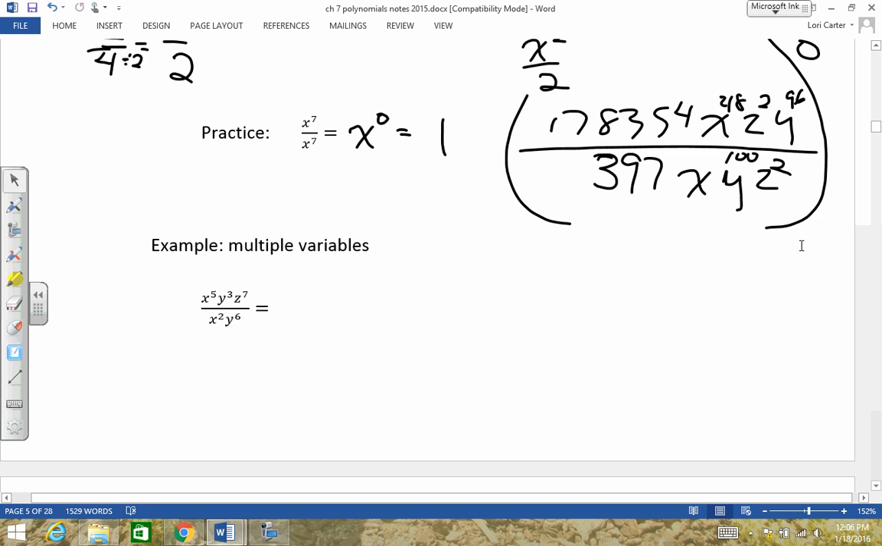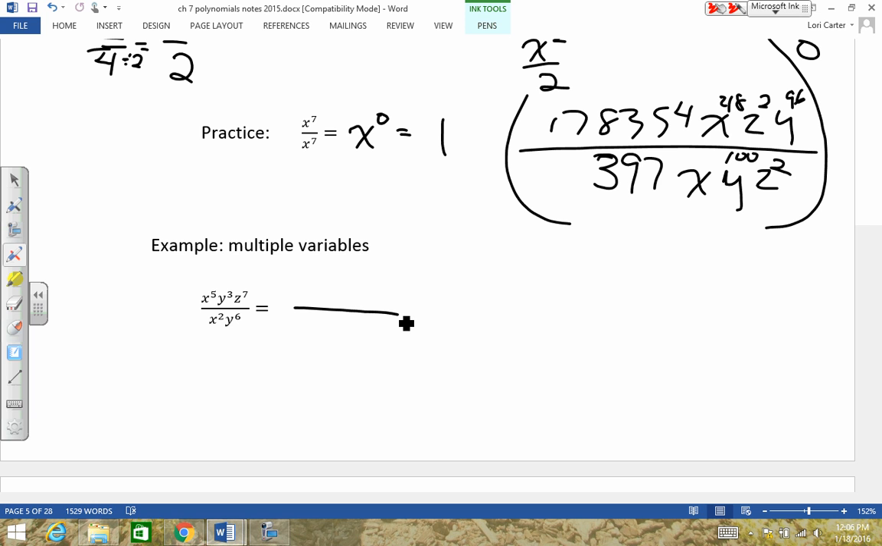Okay, multiple variables. I left the numbers out because you guys can reduce fractions. When you do multiple variables in one problem, you do variable by variable by variable. So alphabetically, who's first? x. So we look at the x. I have x to the 5th over x squared. What does that become? x to the 3rd, in the numerator, because most of them are in the numerator, so the x's are done.